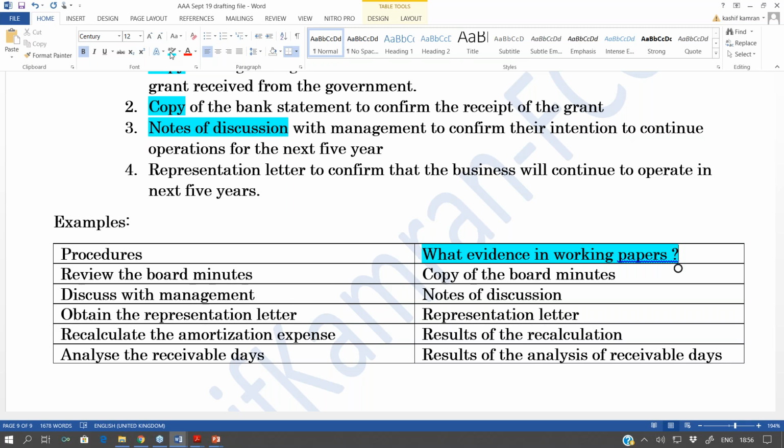If the auditor is discussing something with management, what evidence will we have in the file? Notes. Okay. And if the auditor is recalculating something, then what evidence in the file? Results. Okay. And if the auditor is analyzing something, then what evidence in the file? Okay. And if it is a management document, a copy of that, right? Is everyone clear when to use copy, when to use notes, when to use results, right?